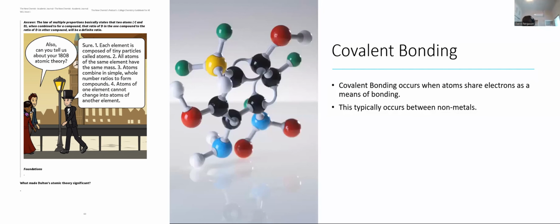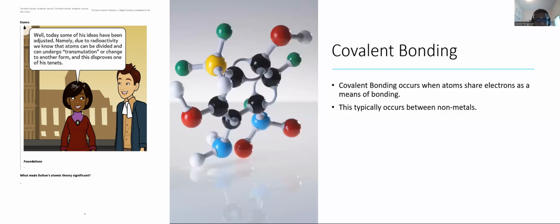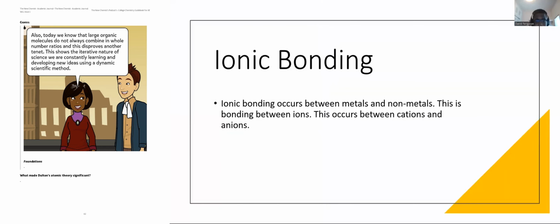Covalent bonding occurs when atoms share electrons as a means of bonding. This typically occurs between nonmetals and nonmetals. For example, carbon monoxide: carbon and oxygen are nonmetals.